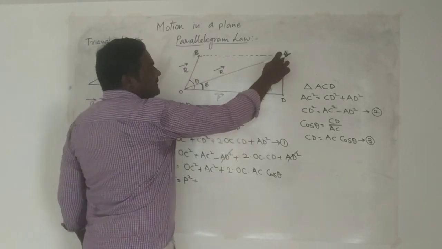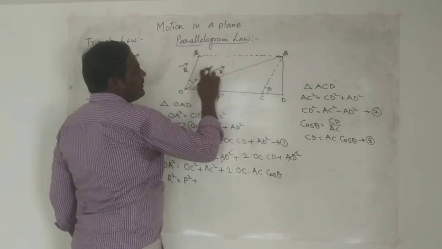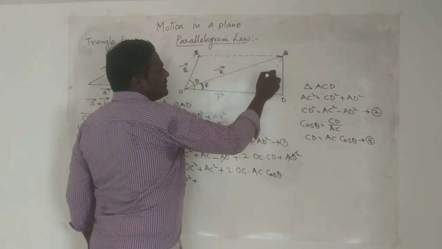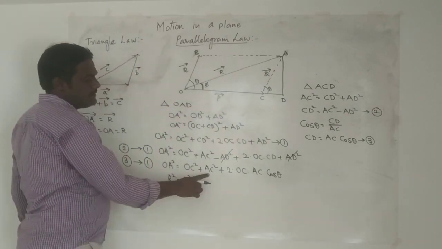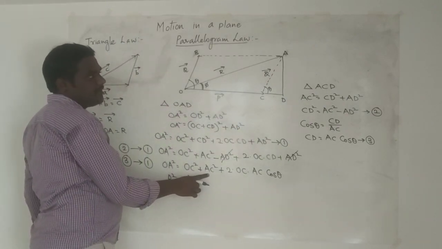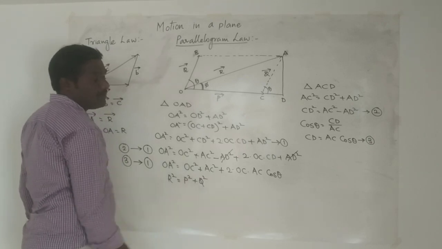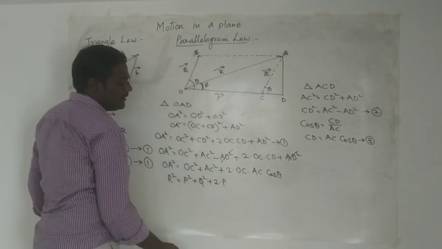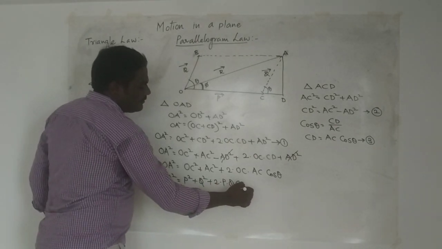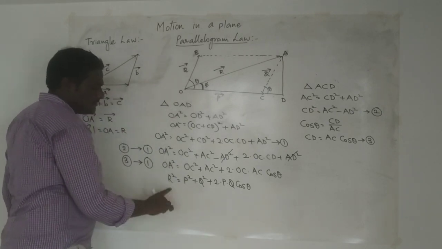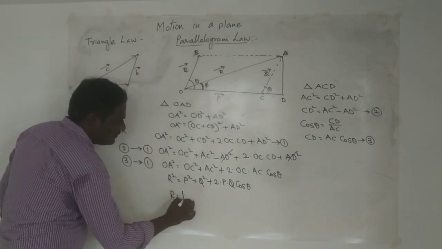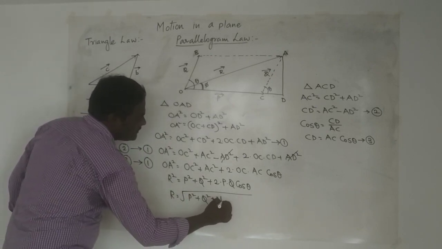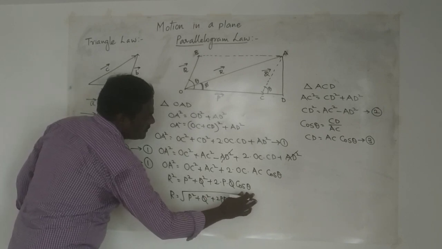Similarly, AC: in a parallelogram opposite sides are equal. So OB represents Q bar, then AC or CA also represents Q bar. Here AC square is nothing but the magnitude square of Q bar, so we can take it as Q square. Then plus 2 into, again OC is P, AC is Q, into cos theta as it is. Now from this, what is R? R is equal to under root of P square plus Q square plus 2PQ cos theta.